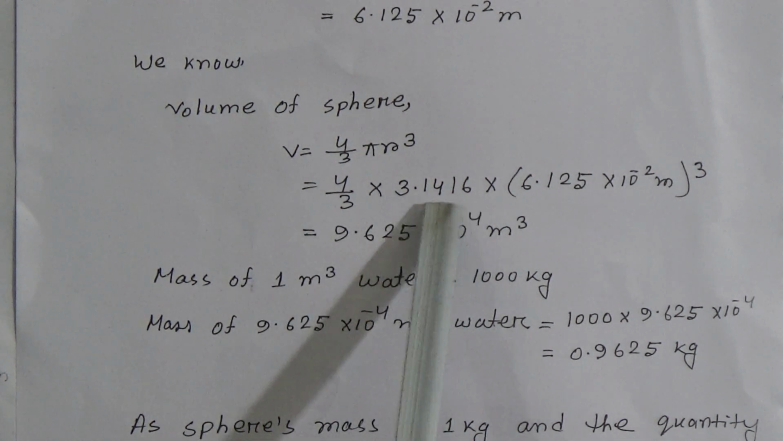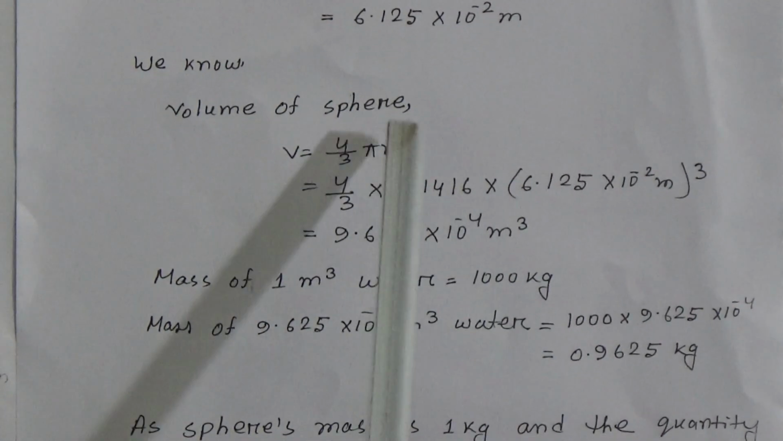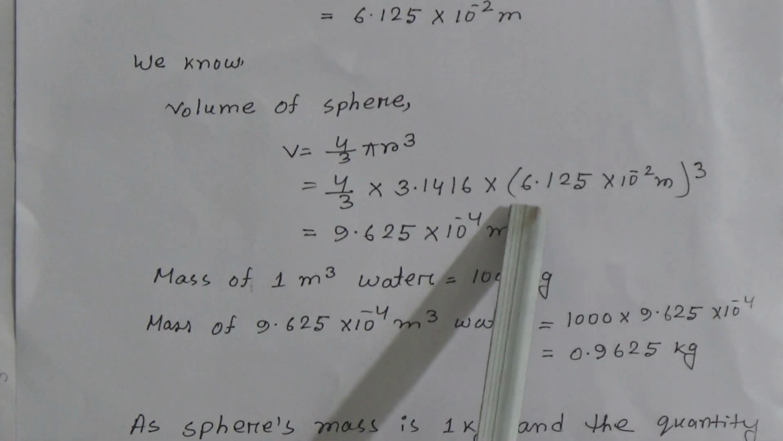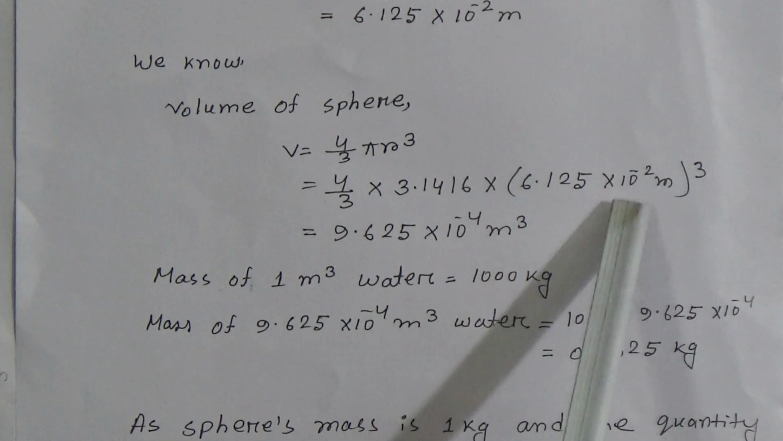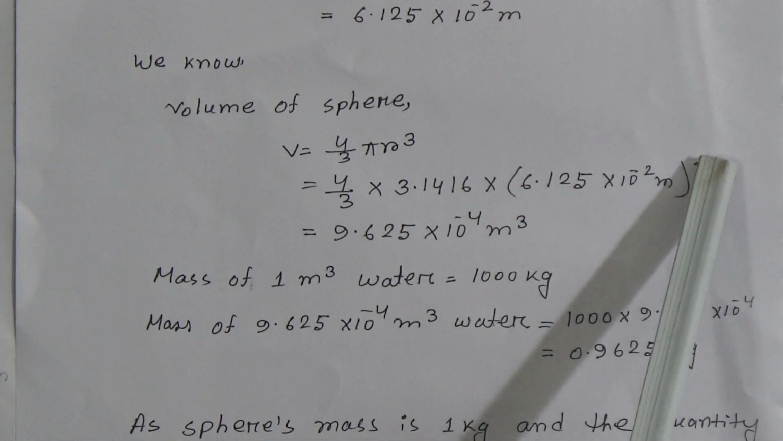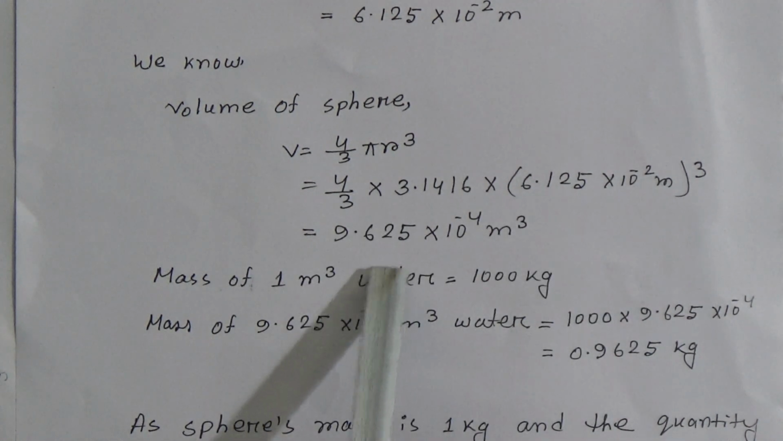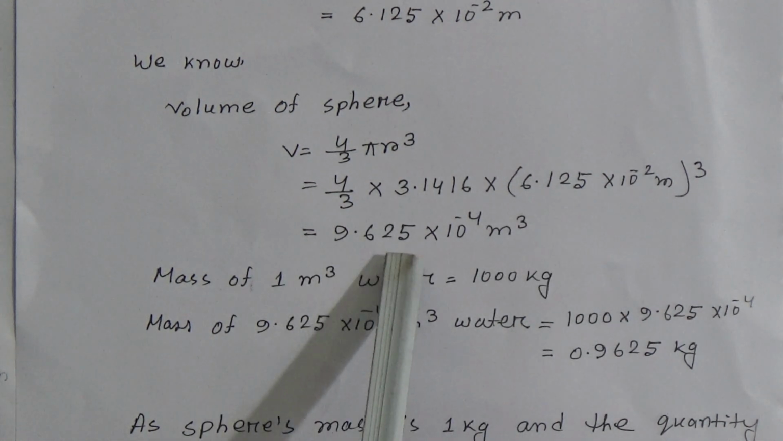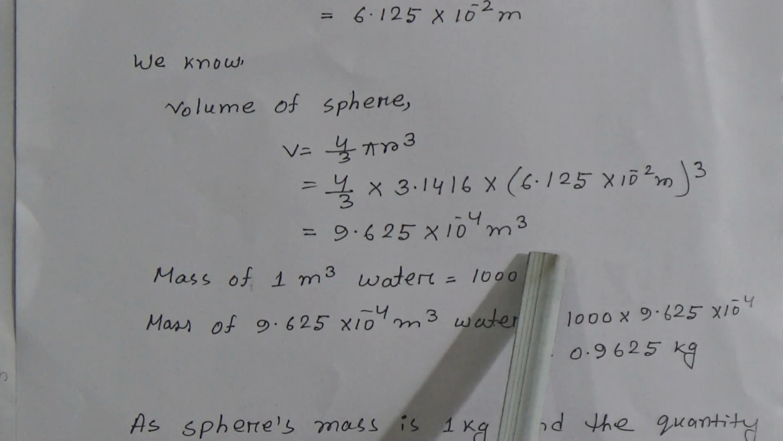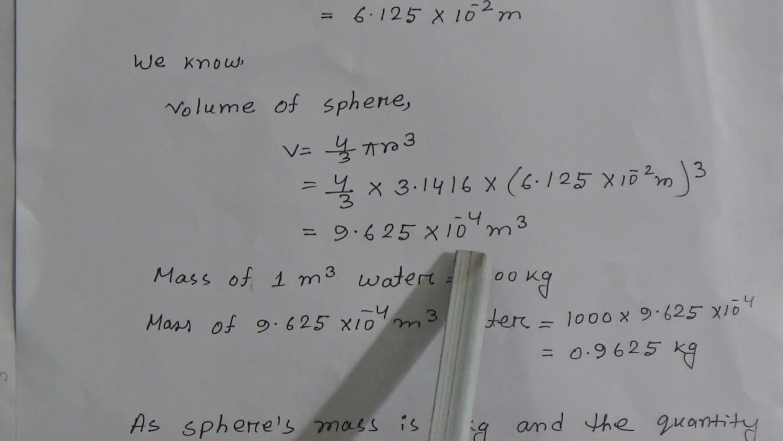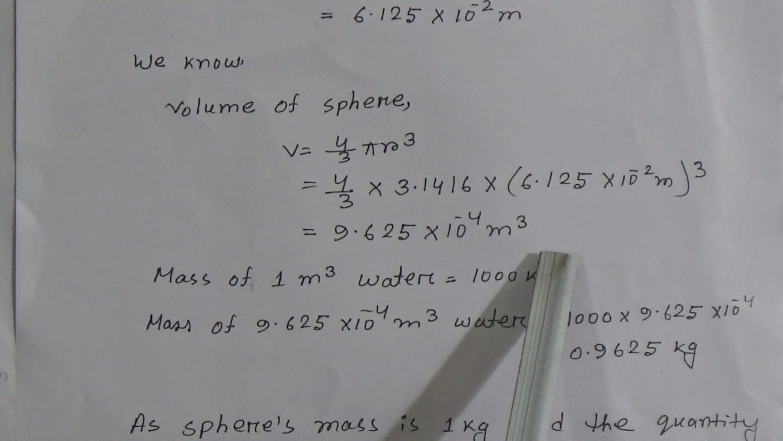Now put the value of r: 4 by 3 into 3.1416, this is the value of pi, multiplied by r's value, 6.125 into 10 to the power minus 2, cubed. Now after calculating this, we get the result 9.625 into 10 to the power minus 4 meter cube.